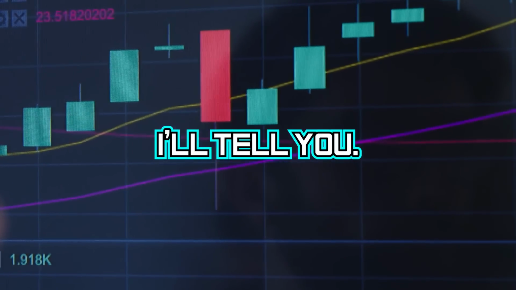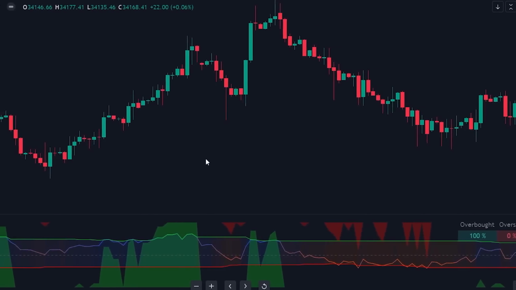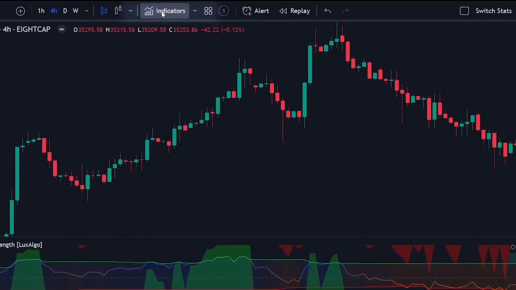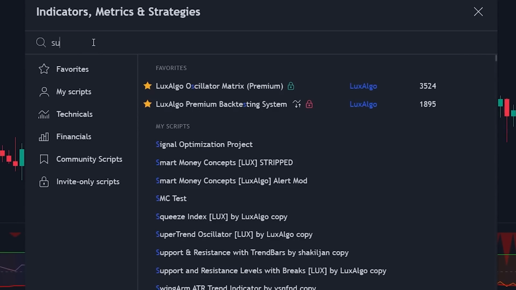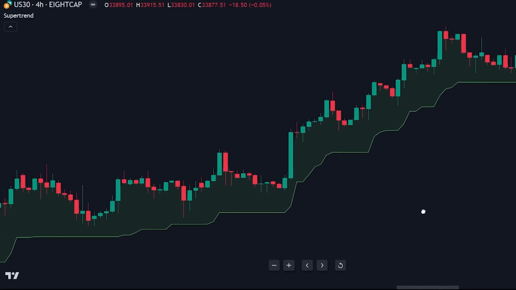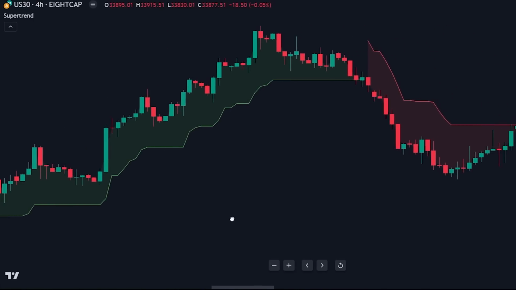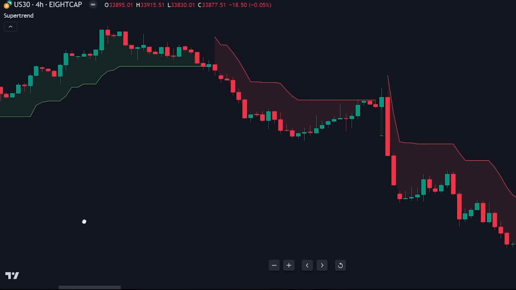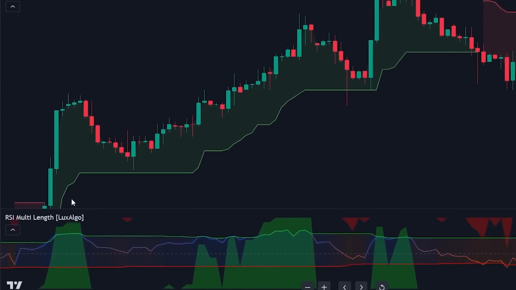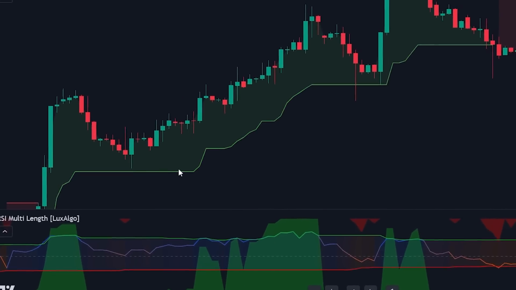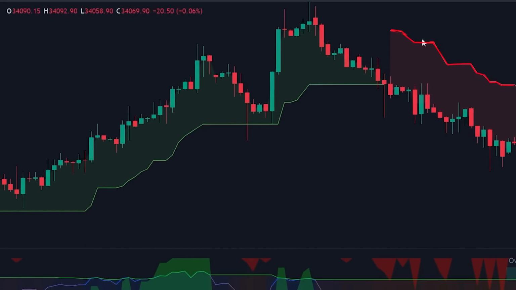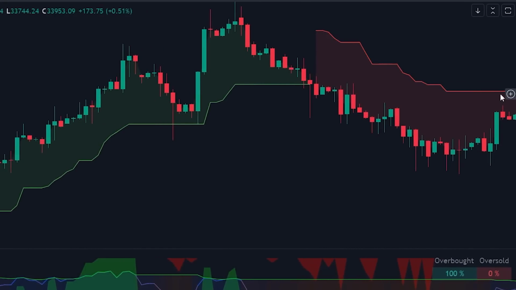Well, I'll tell you. Let's go ahead and add another indicator to our chart, which we will use to determine the overall trend direction. Click on the Indicator tab and search for Super Trend. Click on the first one listed under Technicals and add it to your chart. The Super Trend indicator is a tool used in technical analysis to help determine the direction of a market's trend. The Super Trend indicator typically displays as a line that follows the trends in price. When prices are trending upwards, the line is typically below the price and will be colored green, and when prices are trending downwards, the line is above and is colored red.